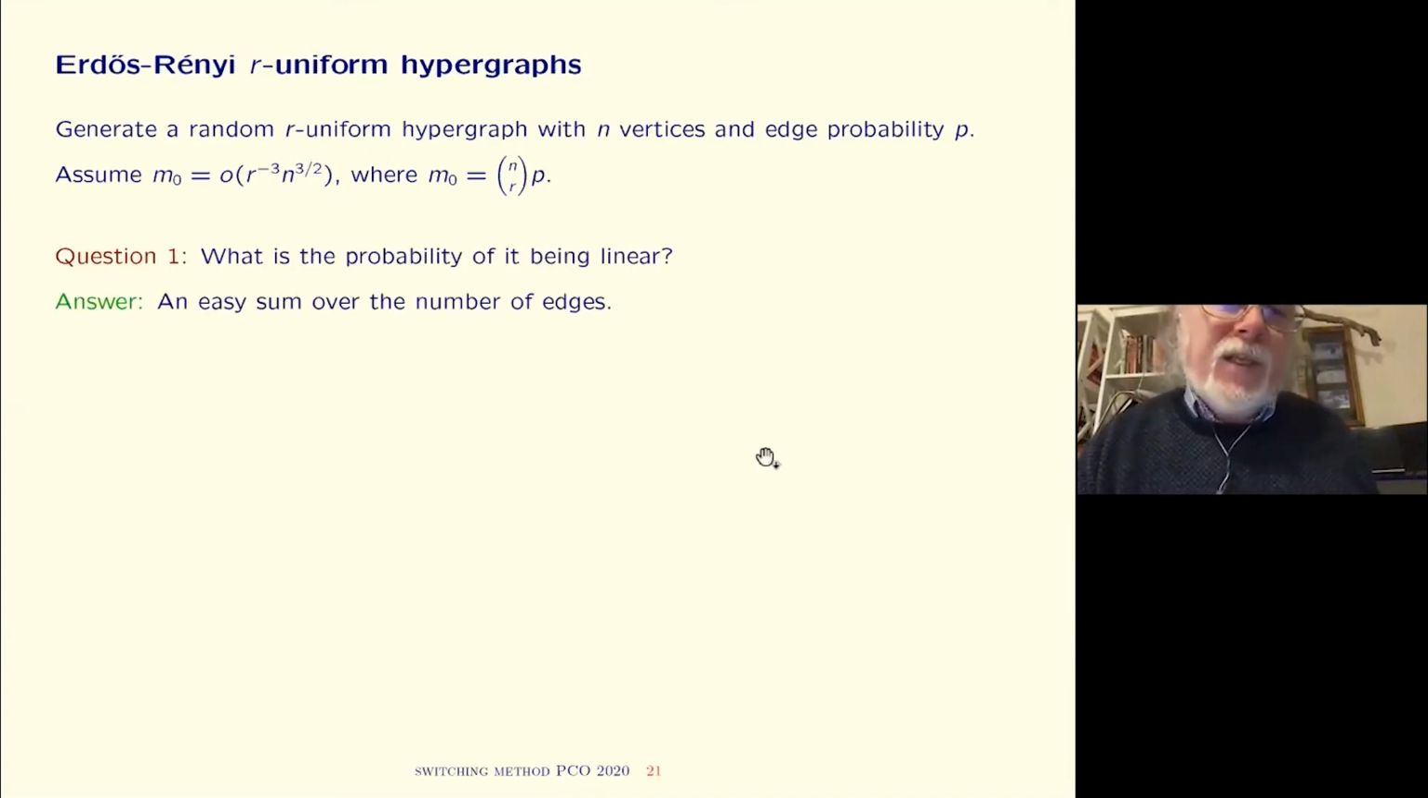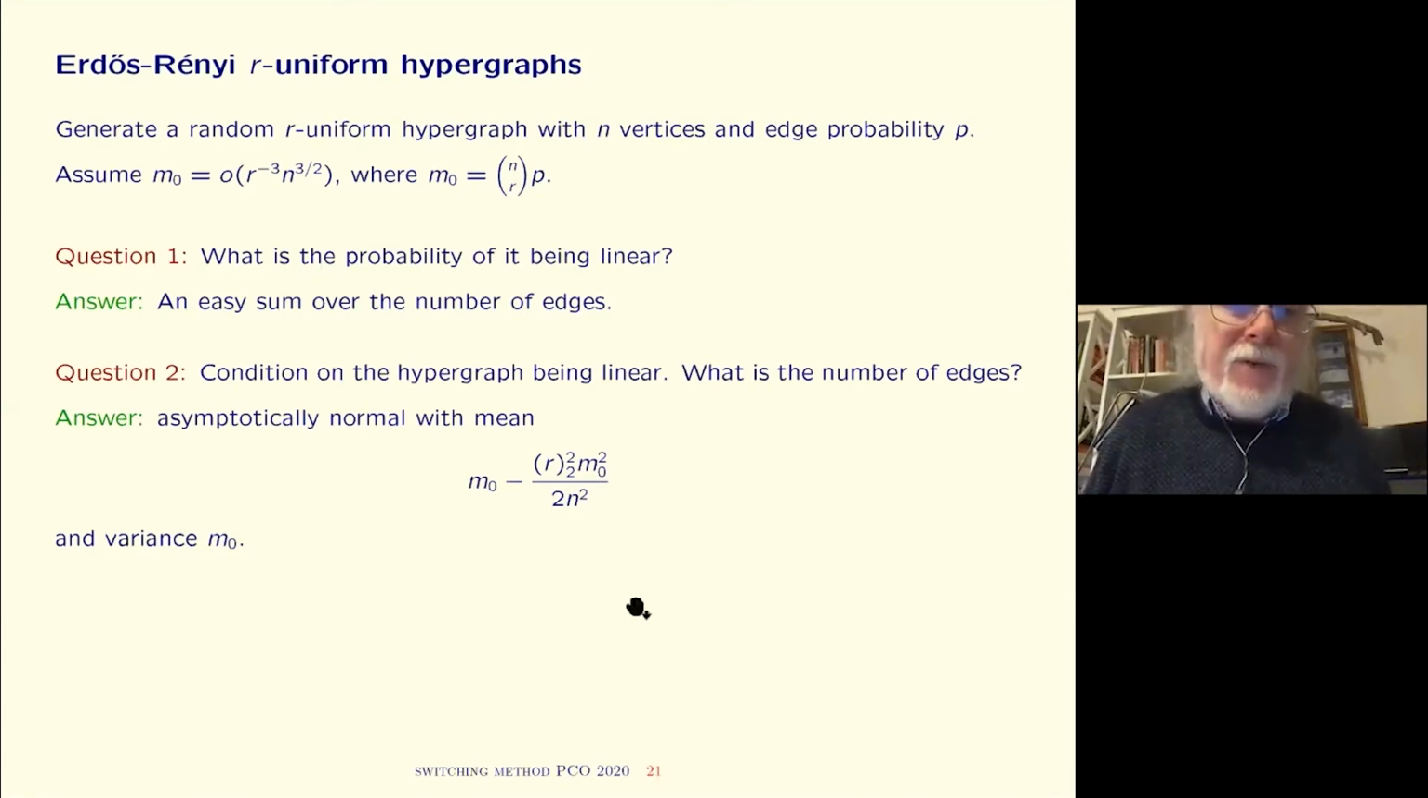So the first question is, what's the probability of it being linear? And this is an easy question. You just multiply by the probability of having a given number of edges, and sum over the number of edges. The maximum of the sum doesn't appear where you thought it would, but that's not a problem. The sum is easy enough to do, and you get an answer. I won't write it down.